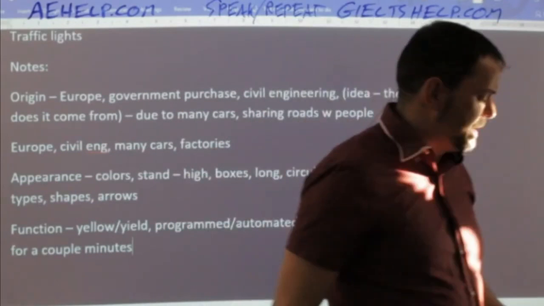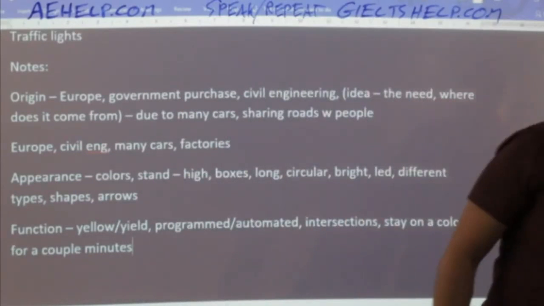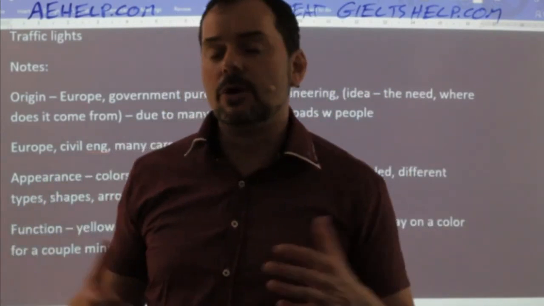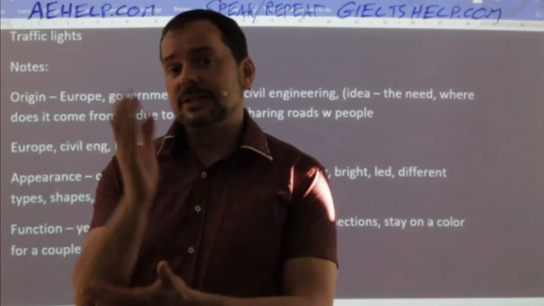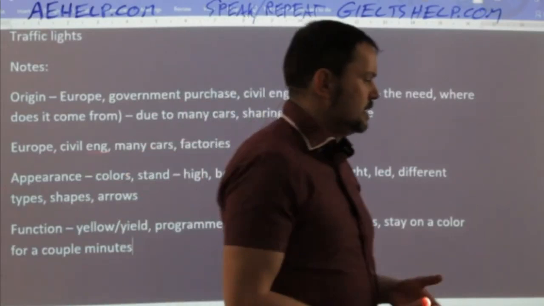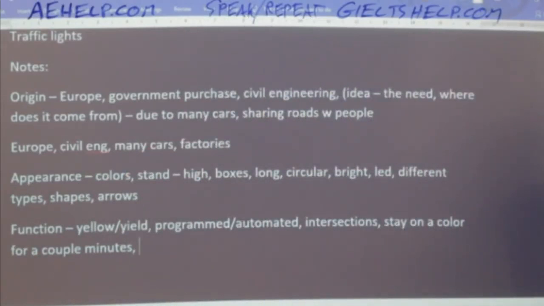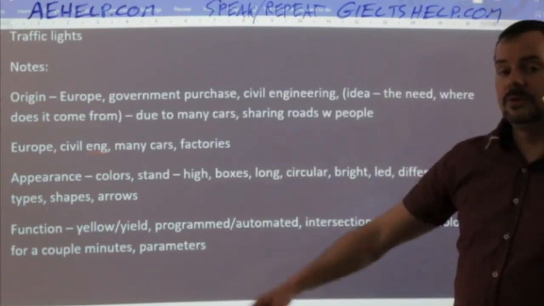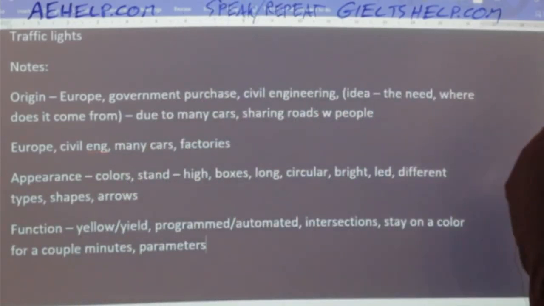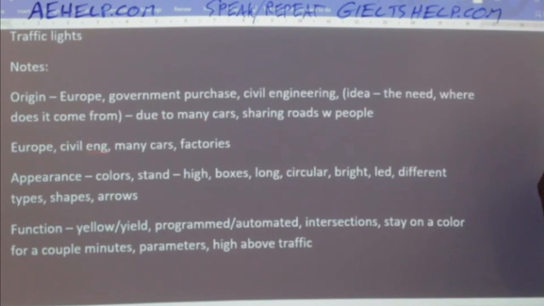So Prathamesh says it's based on the number of vehicles, right? So based on how heavy that traffic is or how big that road is. Yeah, a highway will get a green light for a long time. If you're coming from a side road, you have to wait much, much longer, right? So maybe write down the word parameters, so different kinds of parameters. All right, so lots of information there. Okay, so how they function. They're high above the traffic, right?